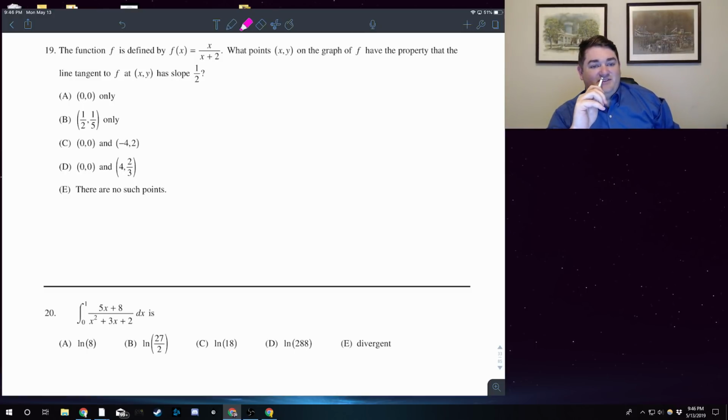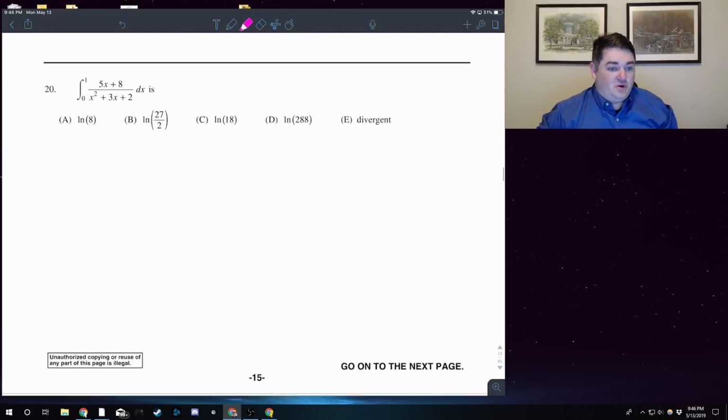Number 19, function f is defined by that. At what points does the line tangent to that have a slope of 1/2? They're just asking us to take the derivative, set it equal to 1/2.